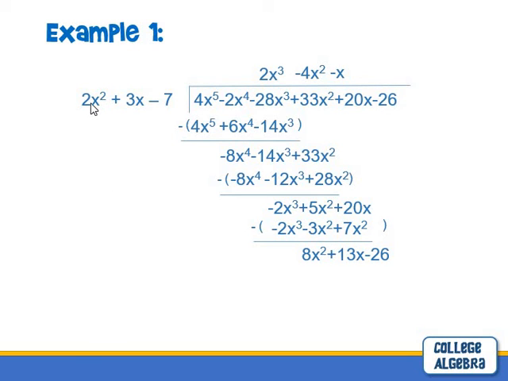And keep on going. So we got 2x squared divided into 8x squared will be exactly 4. And we multiply. 4 times the divisor gives me 8x squared plus 12x minus 28. And we subtract one more time. So 8x squared minus 8x squared is 0, and 13x minus 12x is x, and negative 26 minus a negative 28 is 2. So we've got it. We've got our quotient now. I think I've got them labeled. Yeah, q of x, our quotient, is 2x to the third minus 4x squared minus x plus 4, and x plus 2 is the remainder. And there we go.